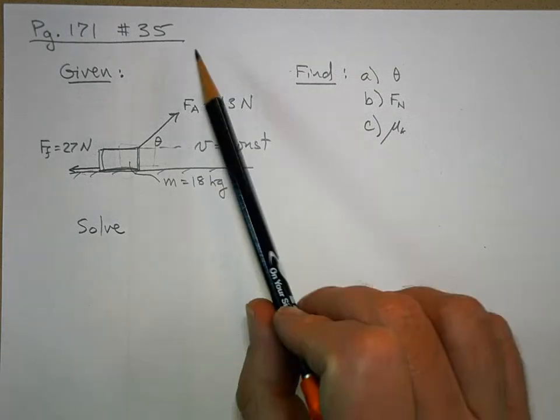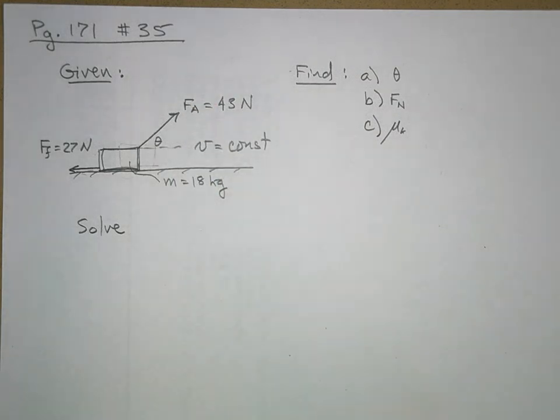Here is problem number 35 on page 171. I'll read the problem. It says, you pull your 18-kilogram suitcase at constant speed on a horizontal floor by exerting a 43 Newton force on the handle, which makes an angle of theta with the horizontal. The force of friction on the suitcase is 27 newtons. A, what angle does the handle make with the horizontal? B, what is the normal force on the suitcase? C, what is the coefficient of friction?